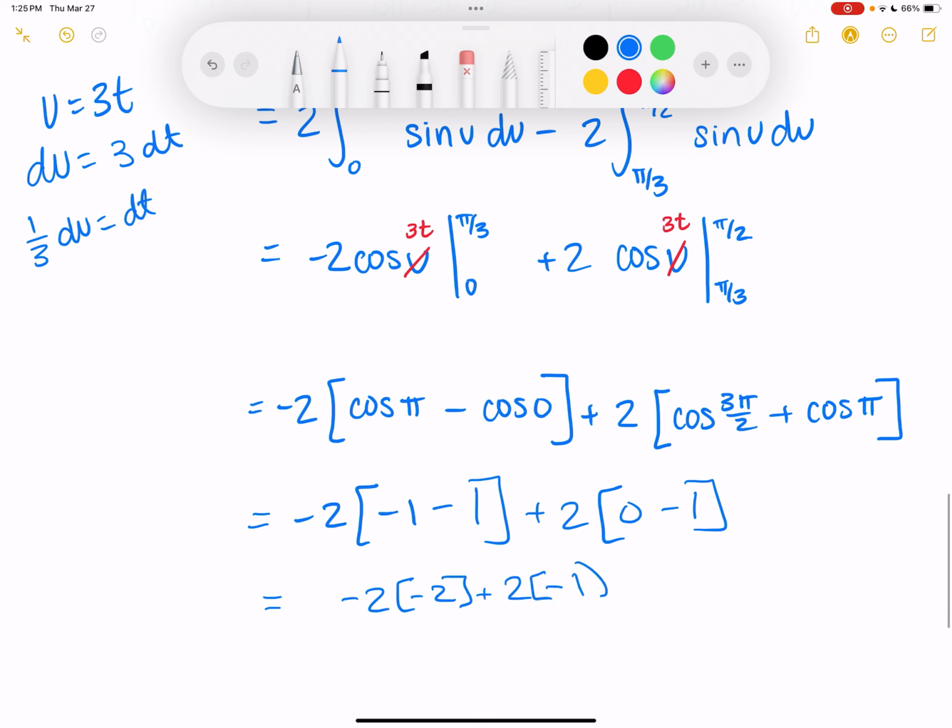Wait, why did the second one become a plus inside the bracket? It's like with the cosine thing.